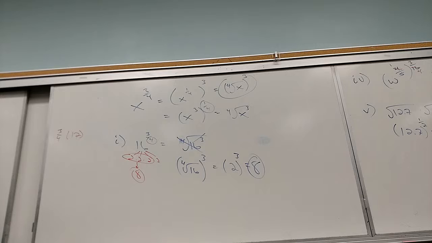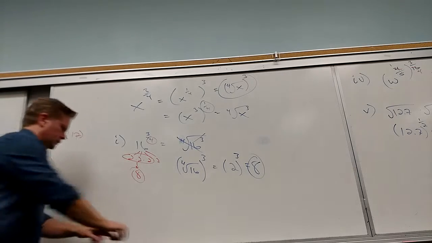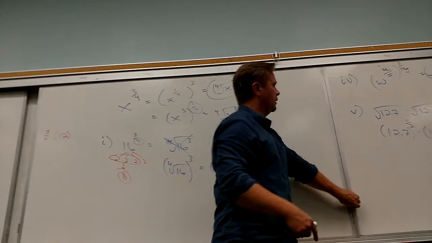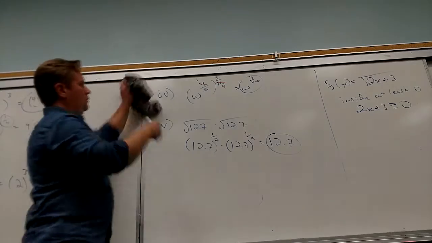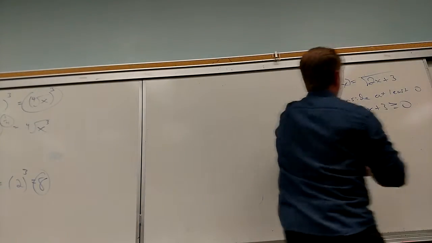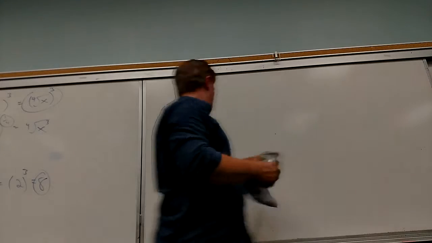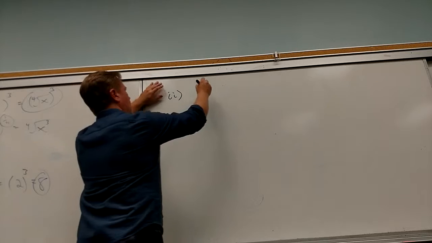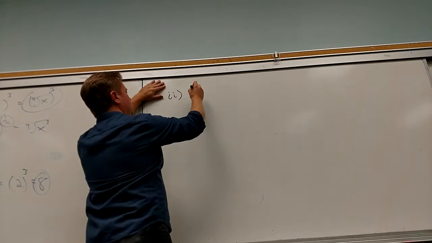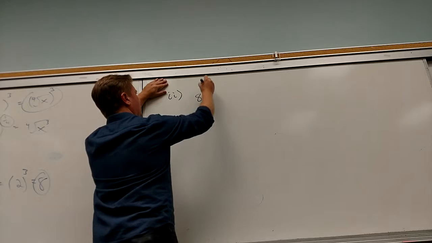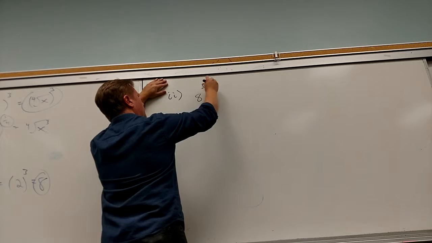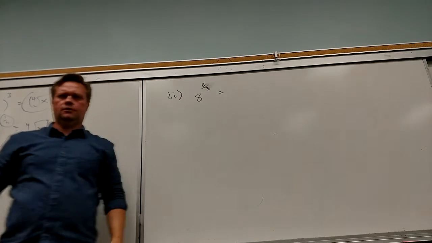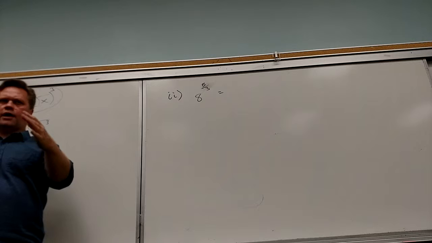All right, let's do a couple more of these. And then I got a little handout, of course. Let's do 8 to the, let's make it 5/3. I like it. Try to rewrite that in radical form.